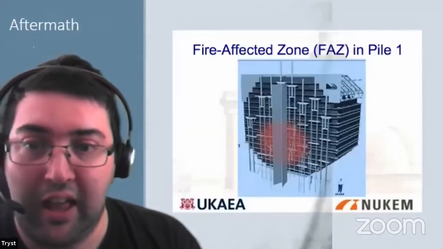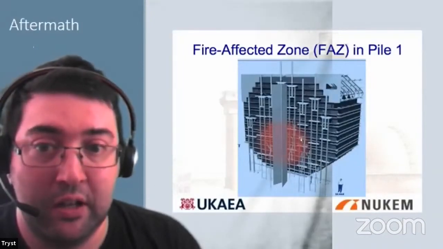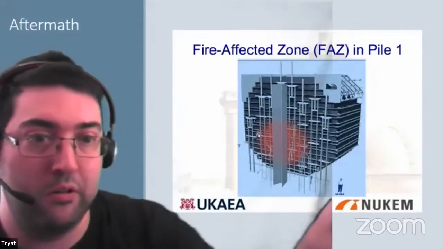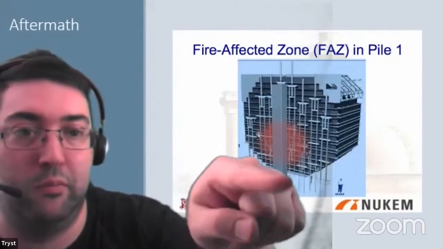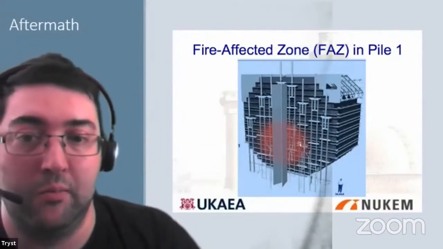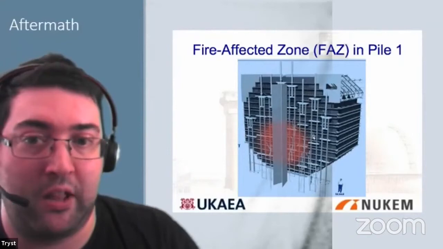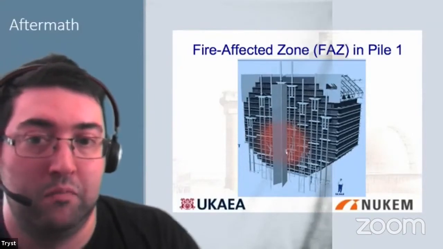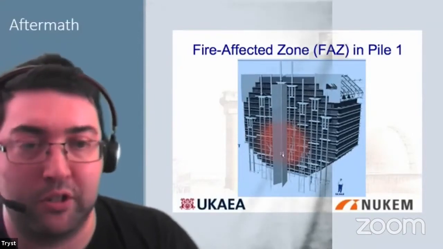The extent of the fire inside the reactor is this fire affected zone. So this orangey bit here. It started towards the back of the reactor, in the worst place possible, pretty much.